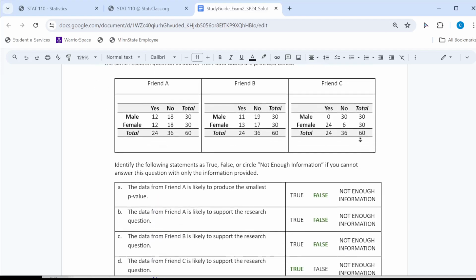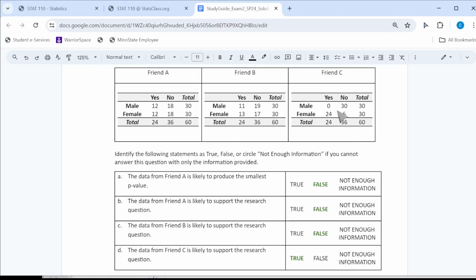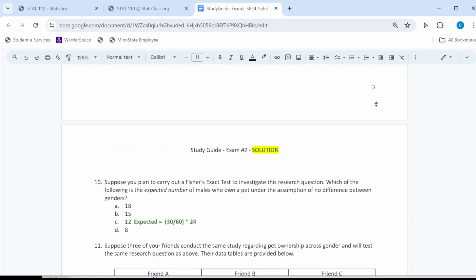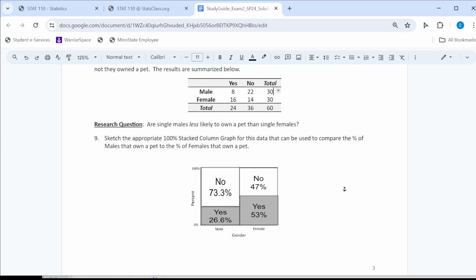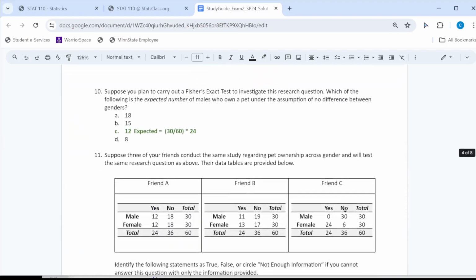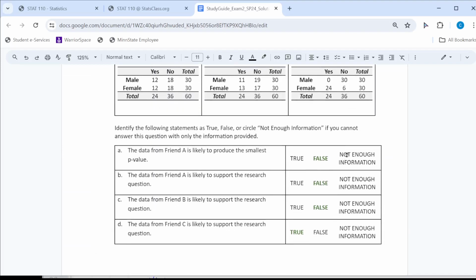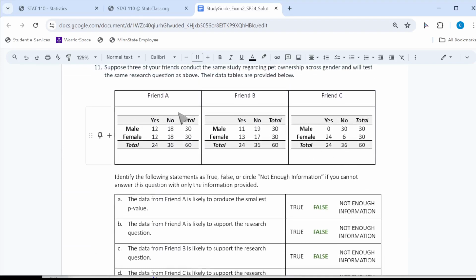Okay, a sequence of true-false questions based on these tables right here. This table right here, I have absolutely no difference. So if you were to make one of these plots for table A, those two bars are going to be straight across from one another. If I'm trying to test whether there's going to be a difference, then friend A has no difference at all. So that's going to be a very high p-value. Not a small p-value, but a very high p-value.